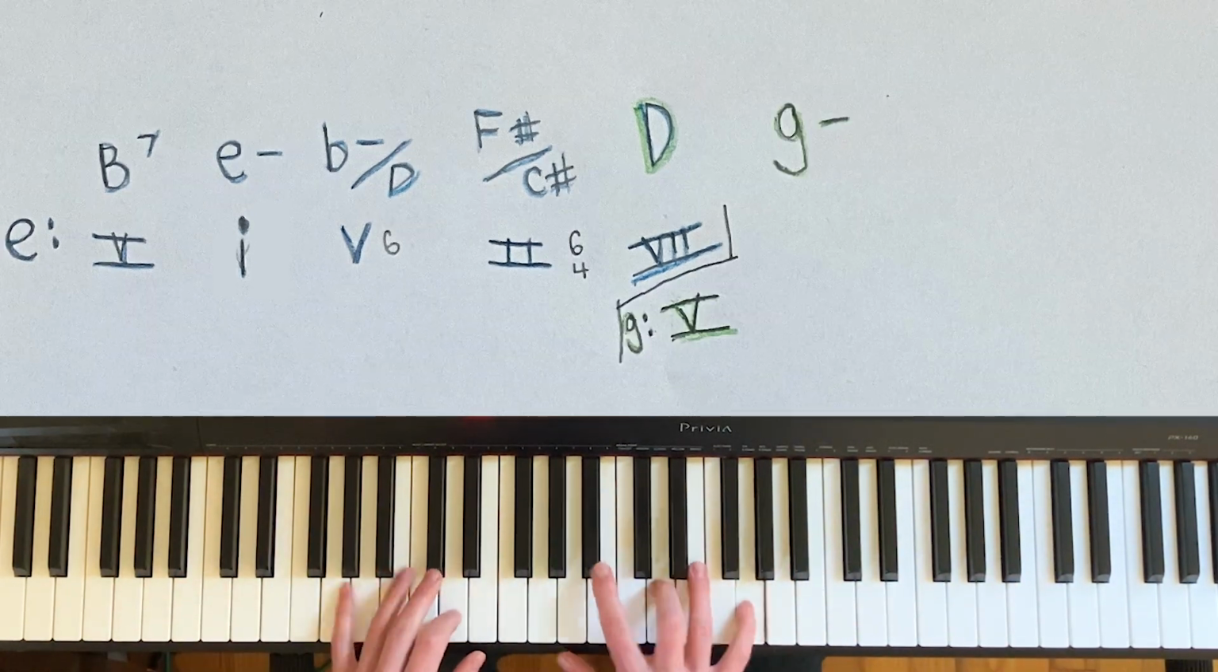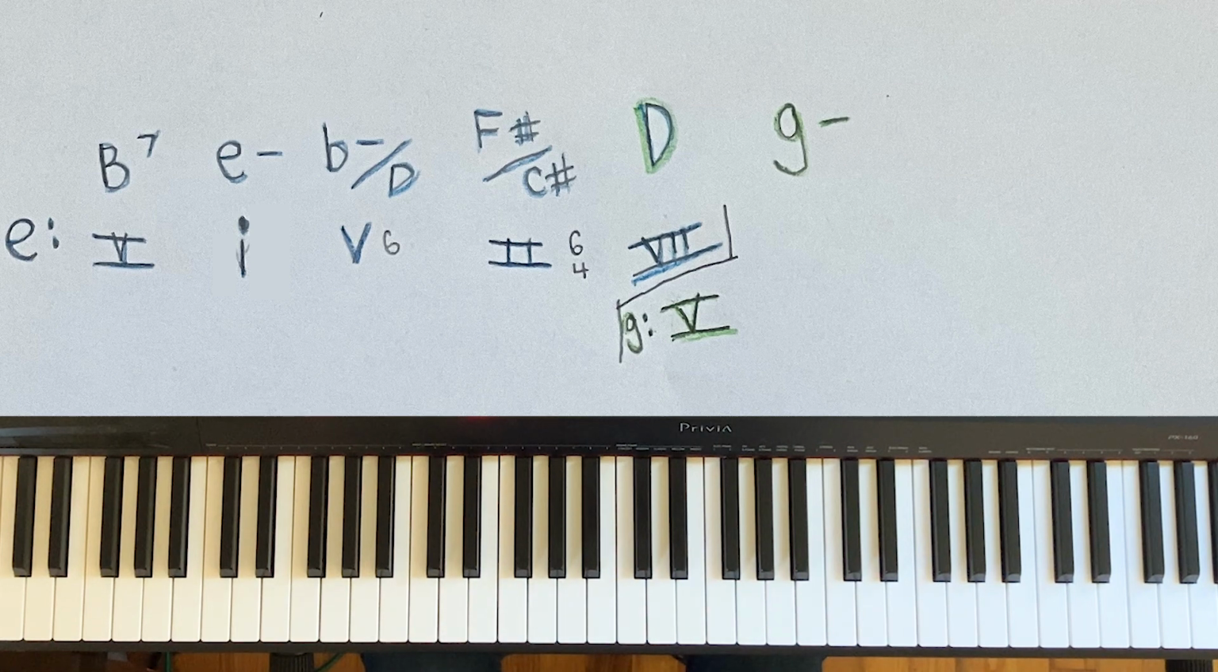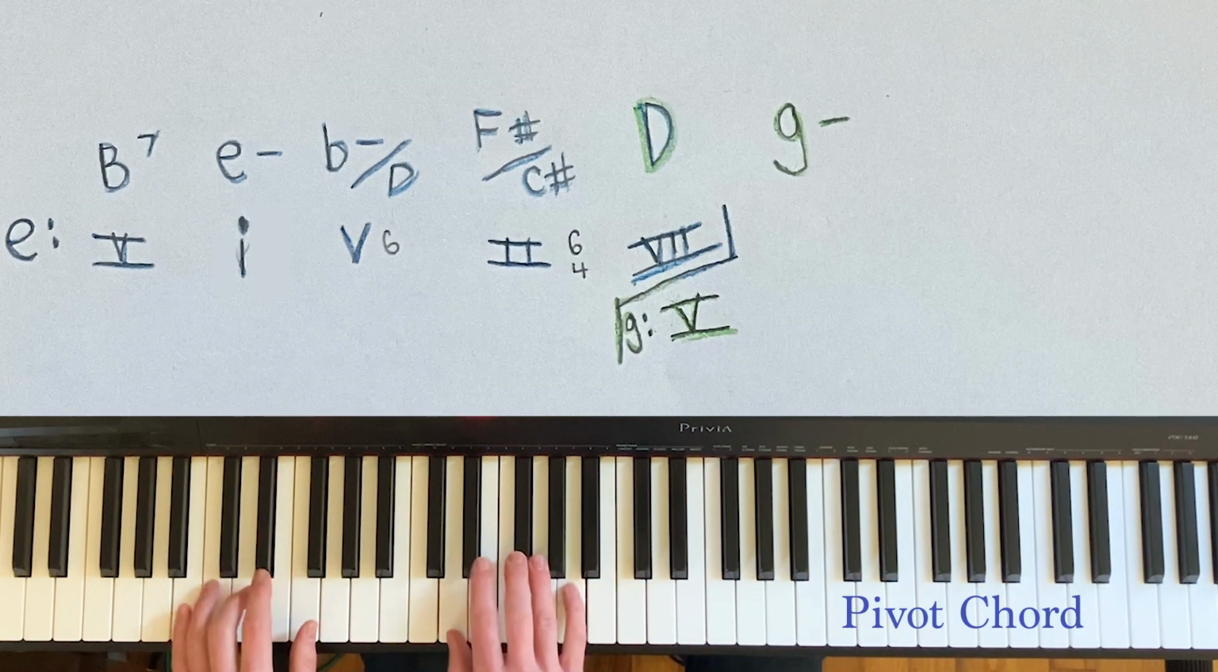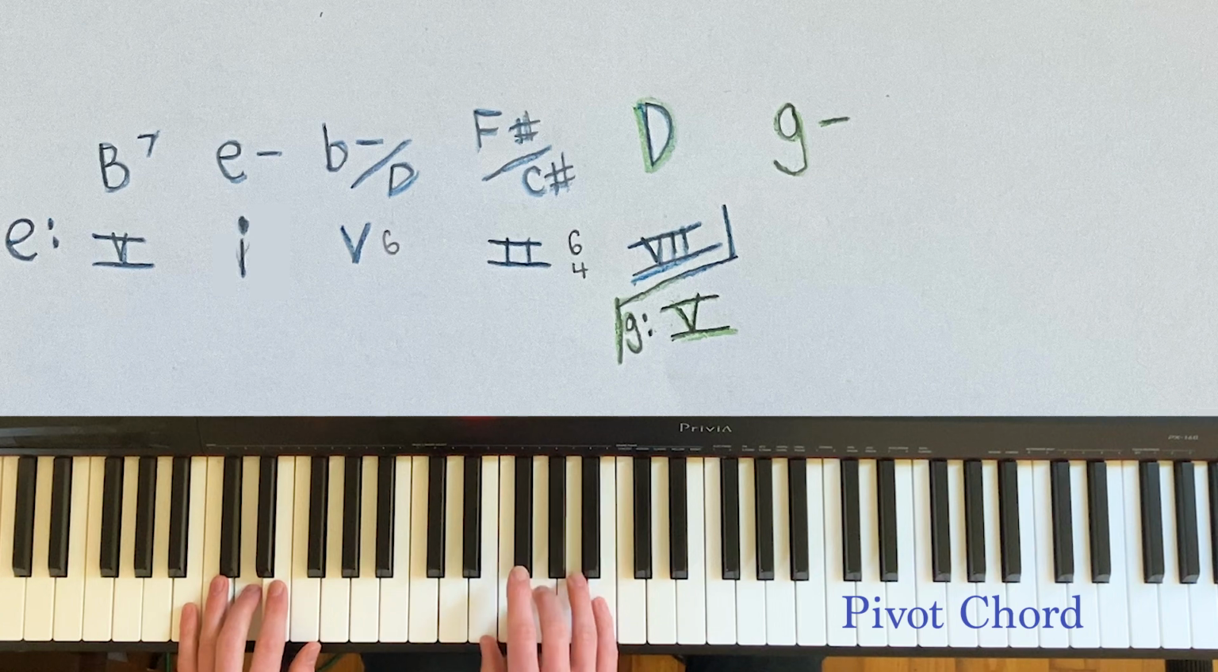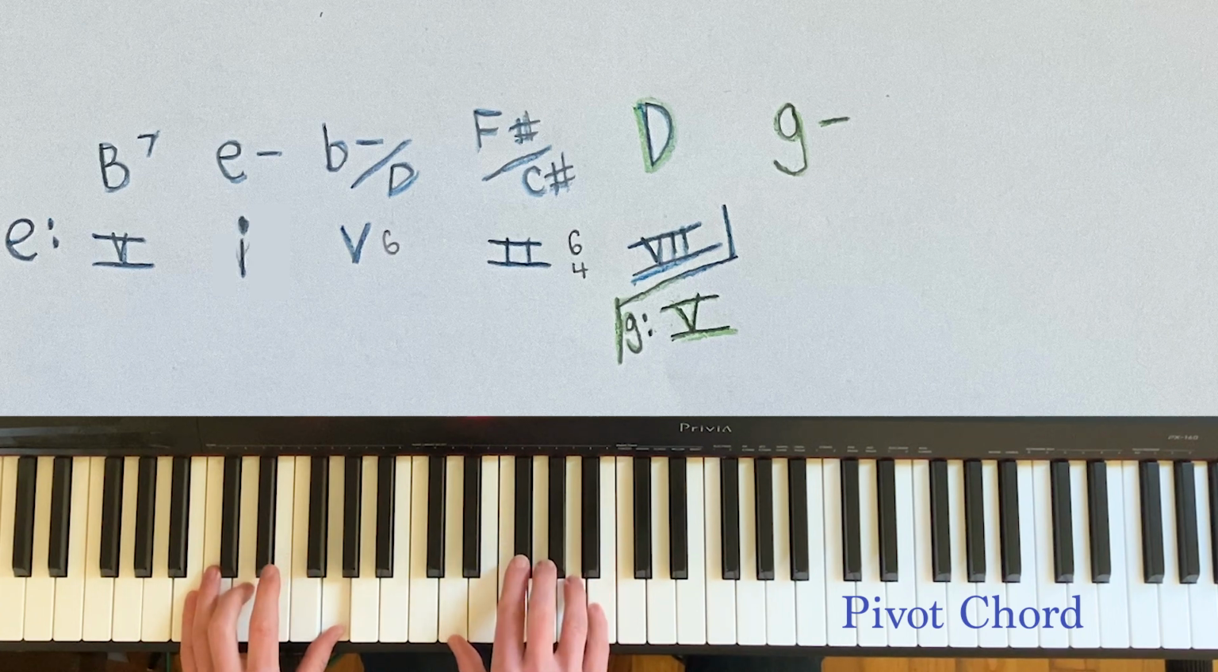D7 is the 5 of G minor, making it a type of pivot chord, with its toes in both keys at once, as the flat 7 of E minor, and as the 5 of G minor.